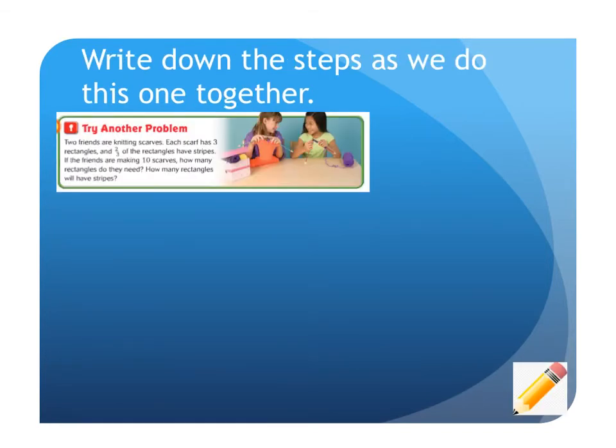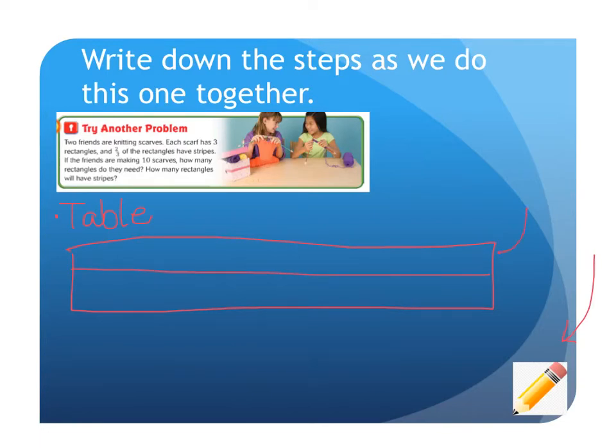So now, as we write down the steps, the first thing we're going to do is create a table. As I make my table, I want you to make it along with me, and please pause the video if I go too fast so you can catch up. I'm going to make a table that will show on the top how many scarves, or what number scarf, they are making.